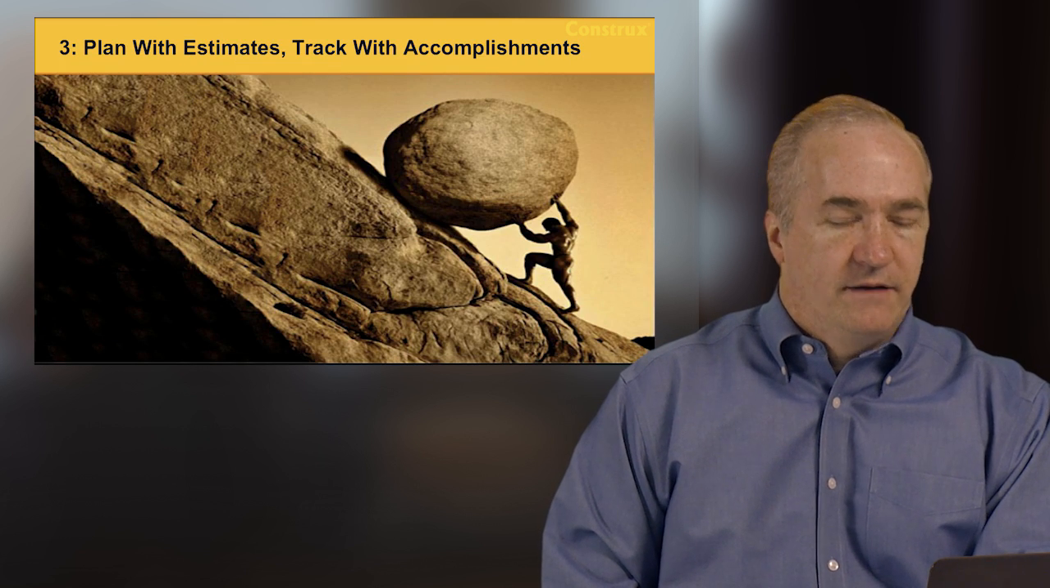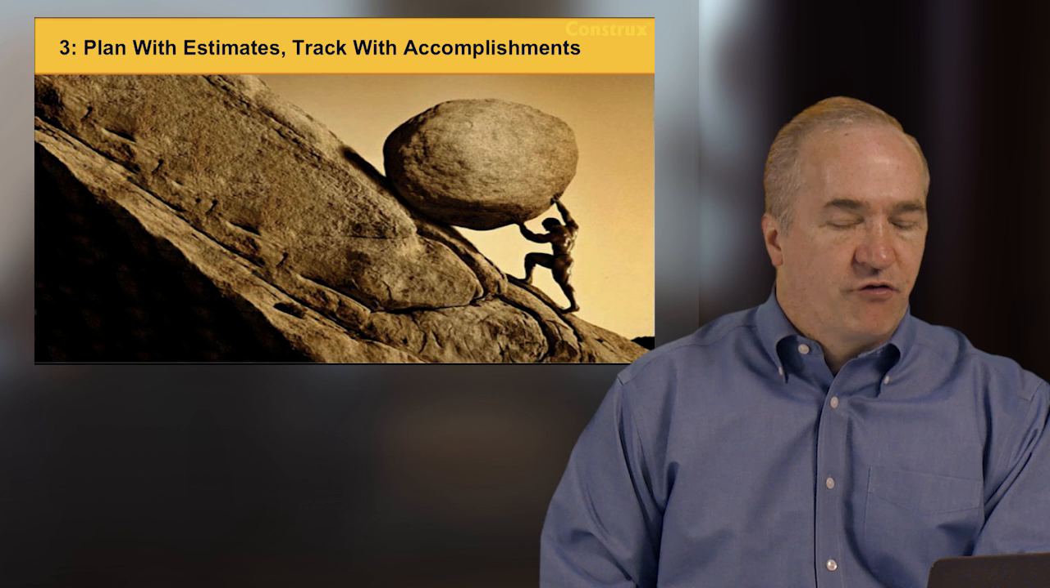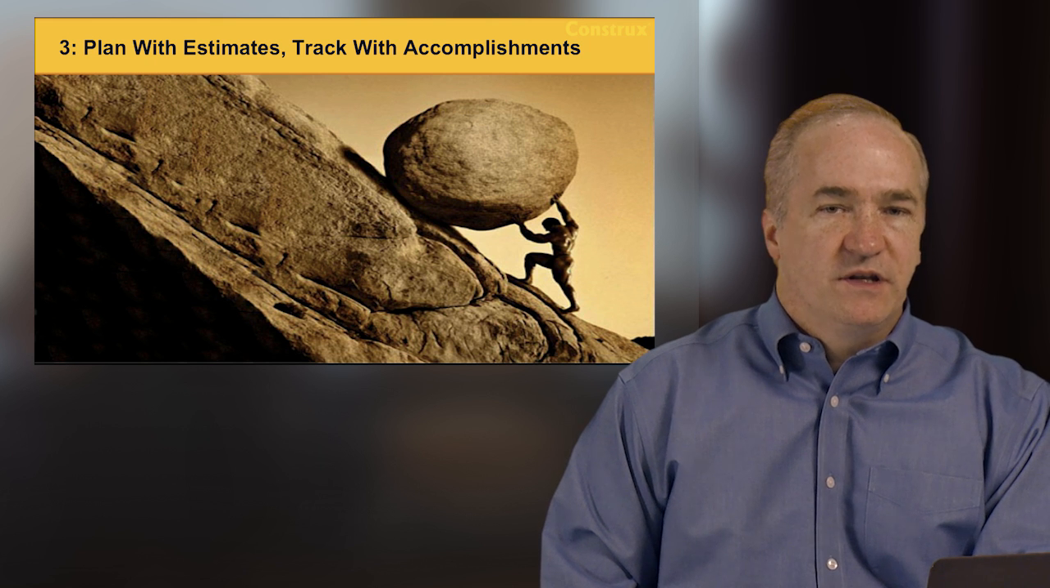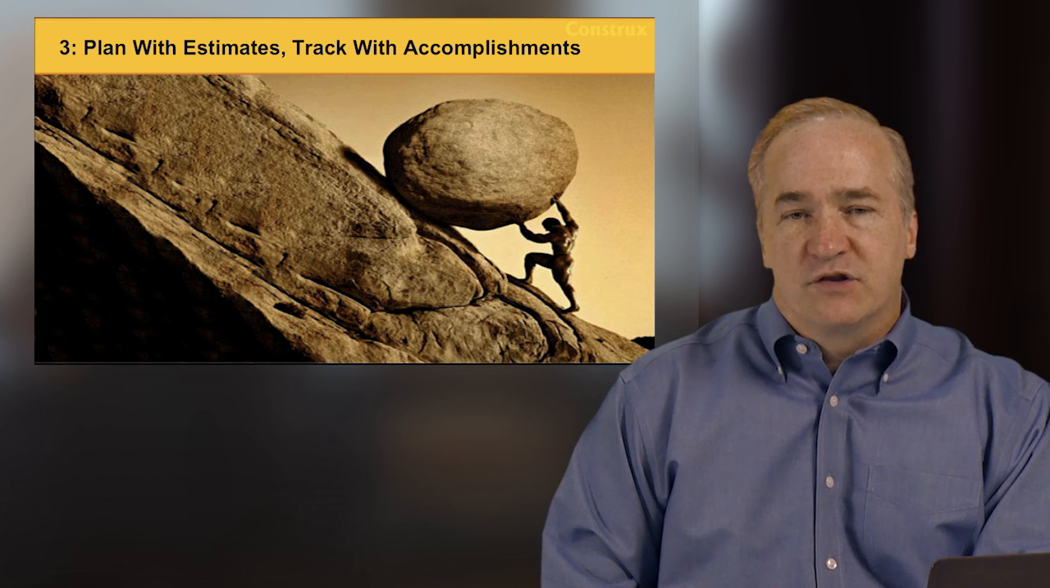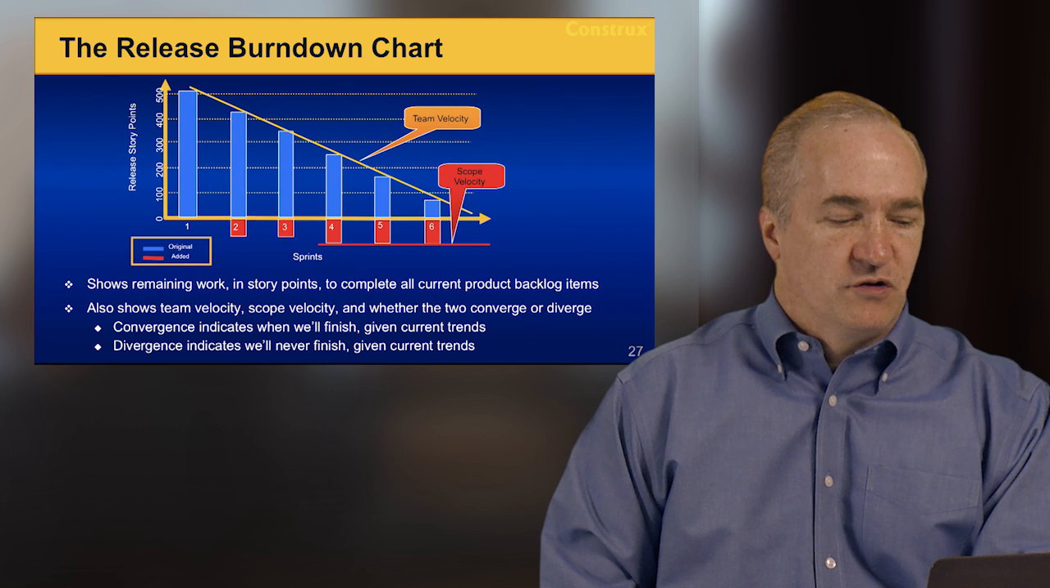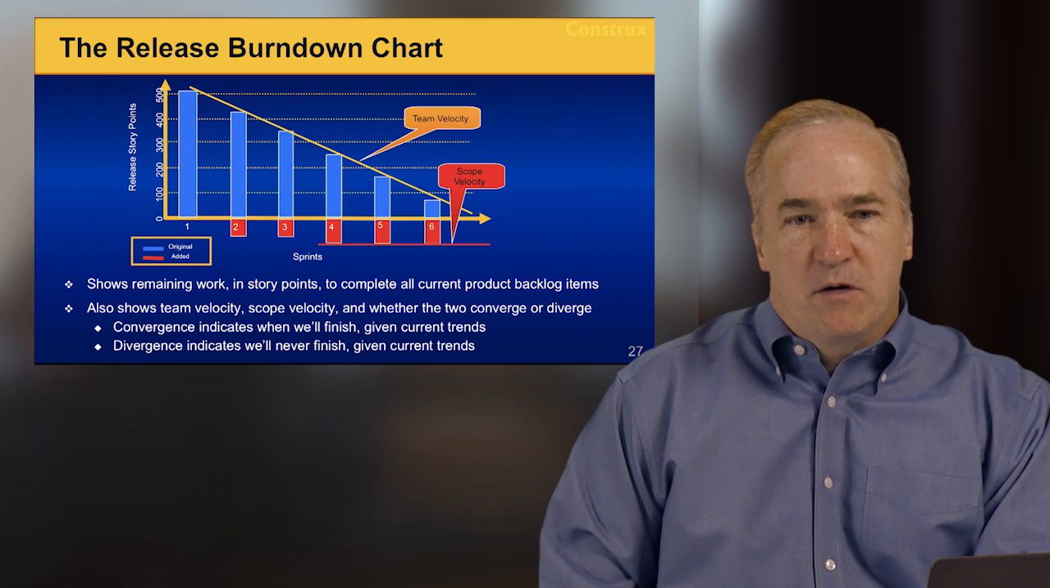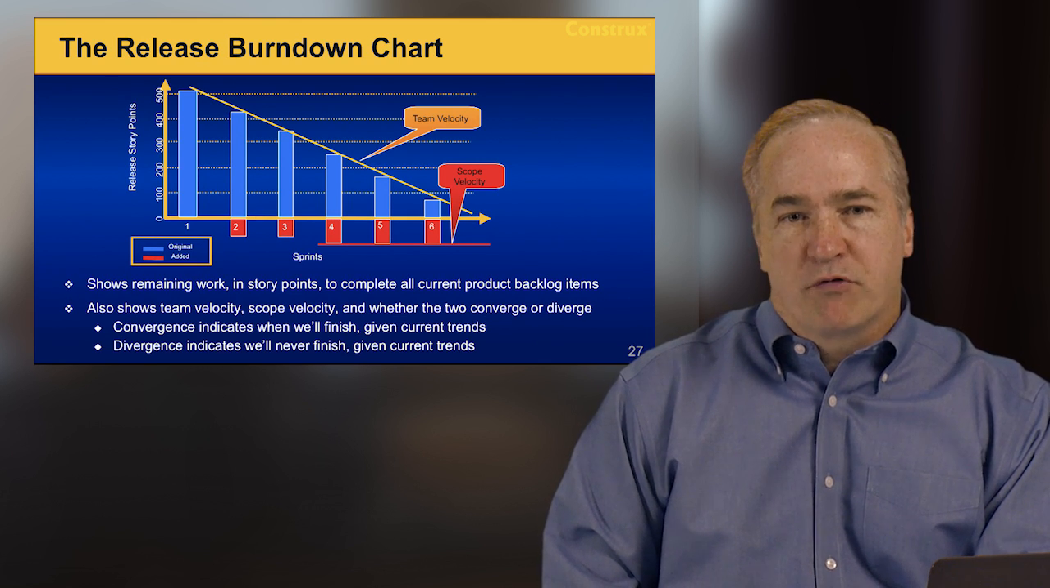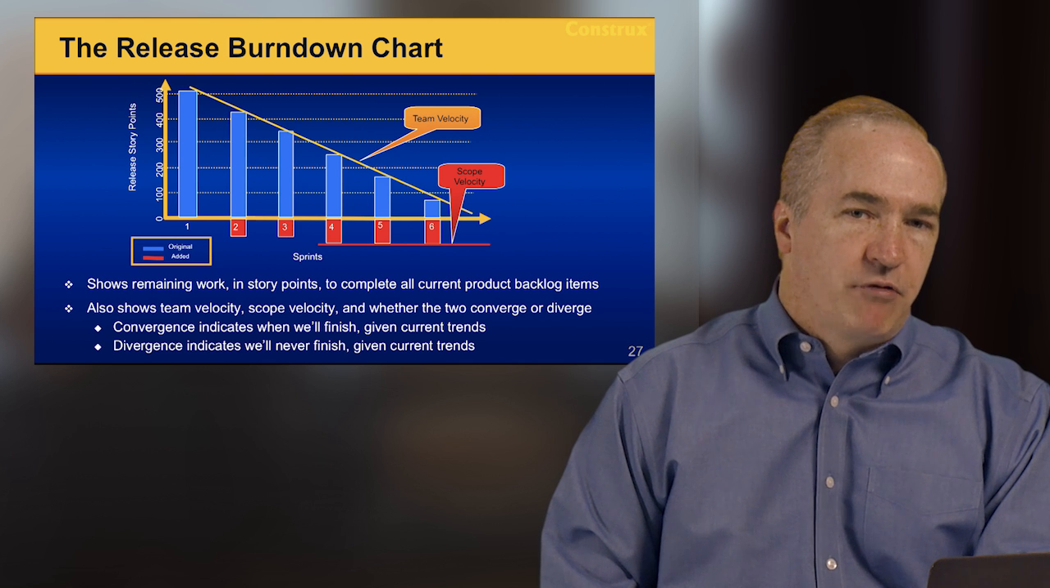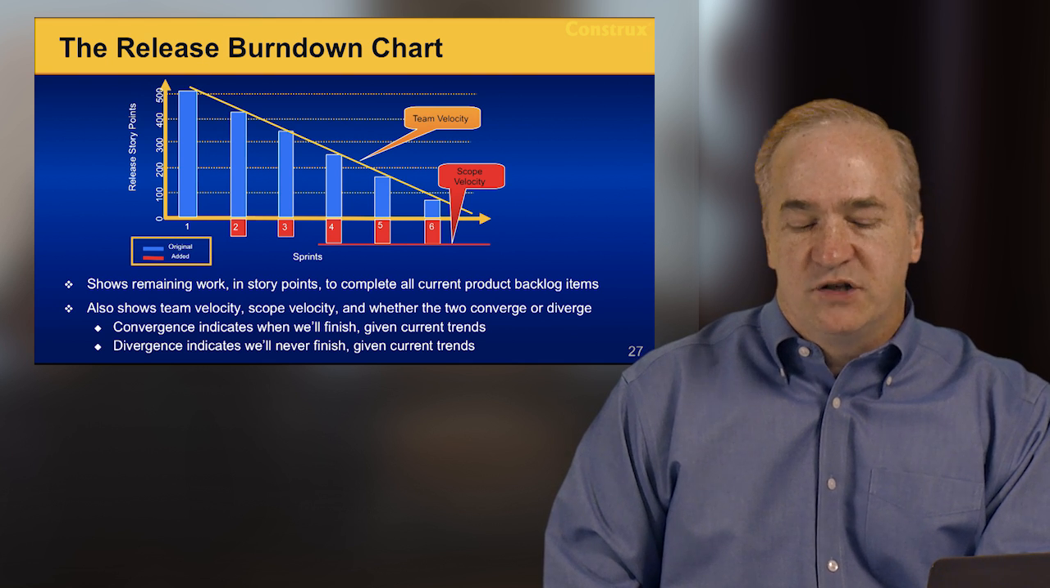What do we mean by that? We should plan with our estimates, but we should track with our accomplishments. The way we do this in the Agile world, particularly for running Scrum, is we use a release burndown chart. So what does a release burndown chart show us? It shows us progress to date, and we can use that progress to date to forecast project completion dates.